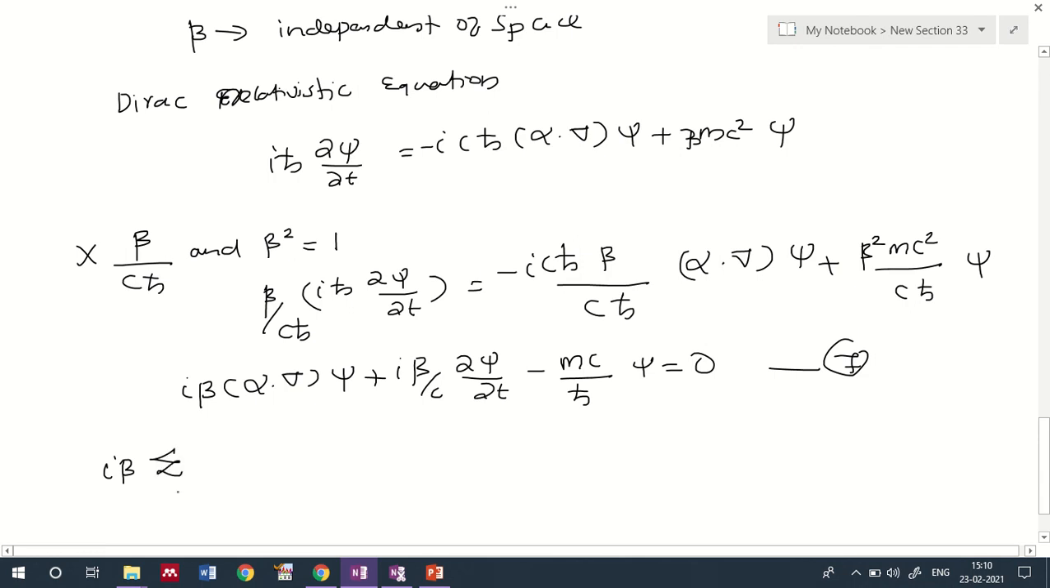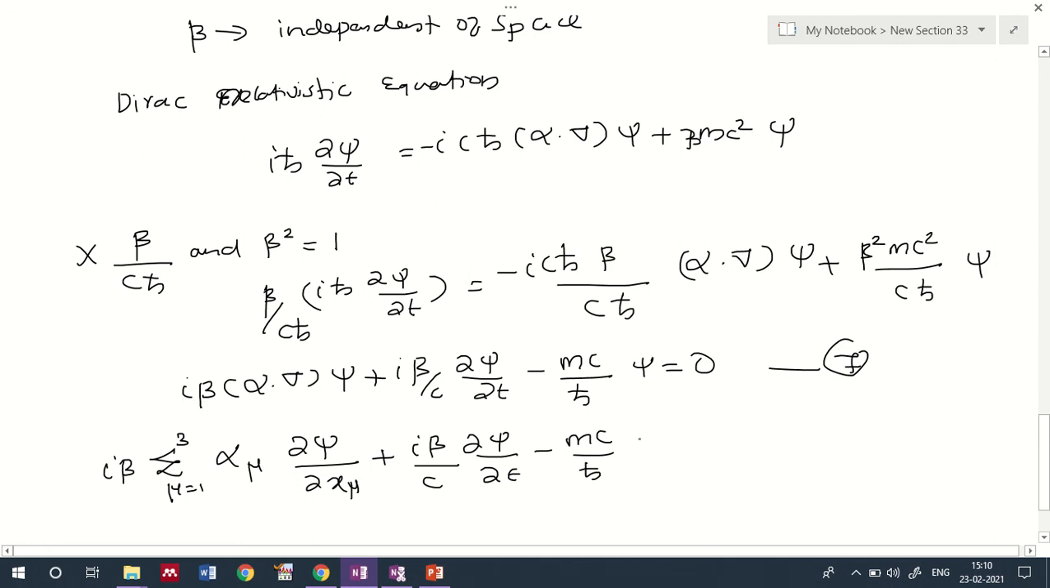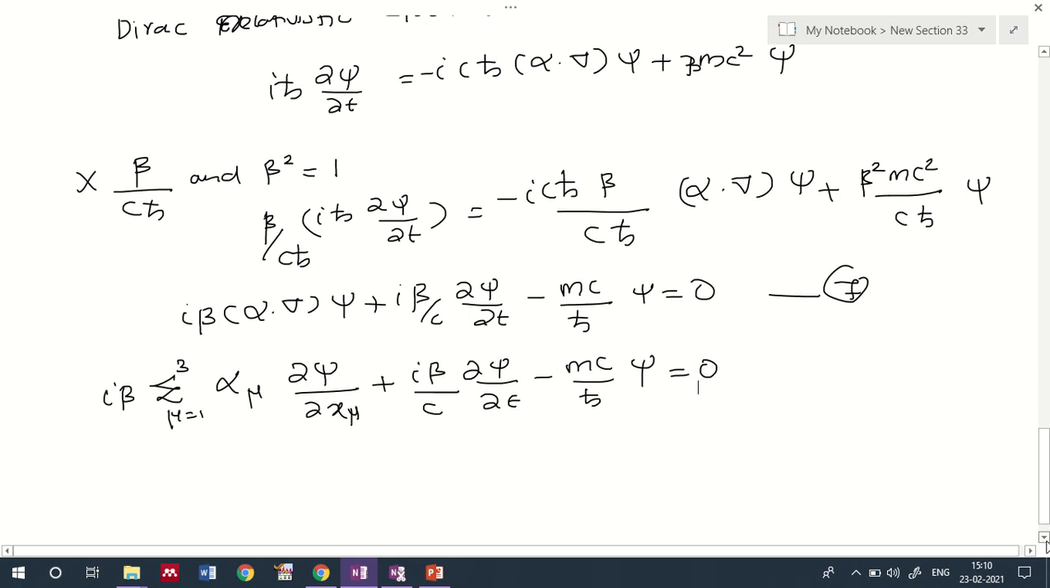If you put a summation over here where mu equal to 1 to 3, then α_μ ∂ψ/∂x_μ plus iβ/c ∂ψ/∂t minus mc/ħ ψ, which is equal to 0. So what we have done is that alpha's value varies from mu equal to 1 to 3. So we put a summation over here so that we can consider all the different vectors.